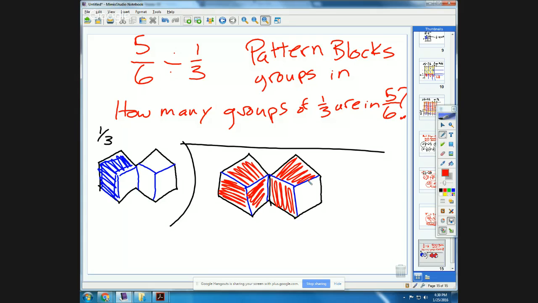Okay, so now we're trying to find the 1/3 in the 5/6. So we have to draw each like that. So division is a comparison. I do have to draw both. A little different than multiplication drawing.